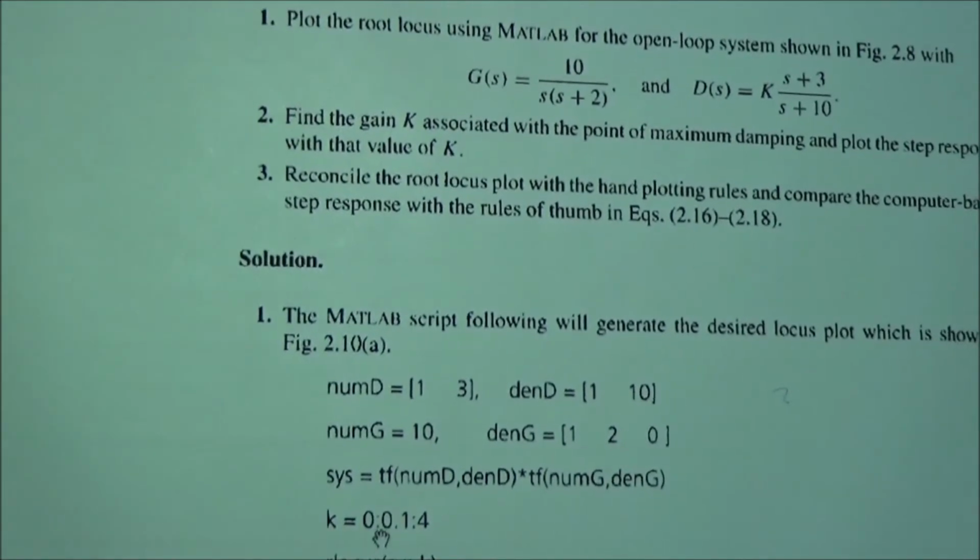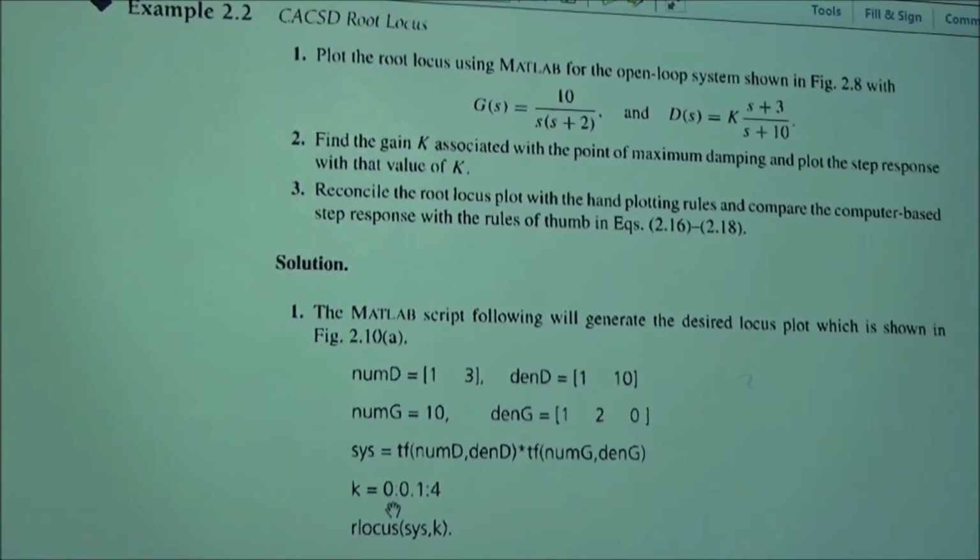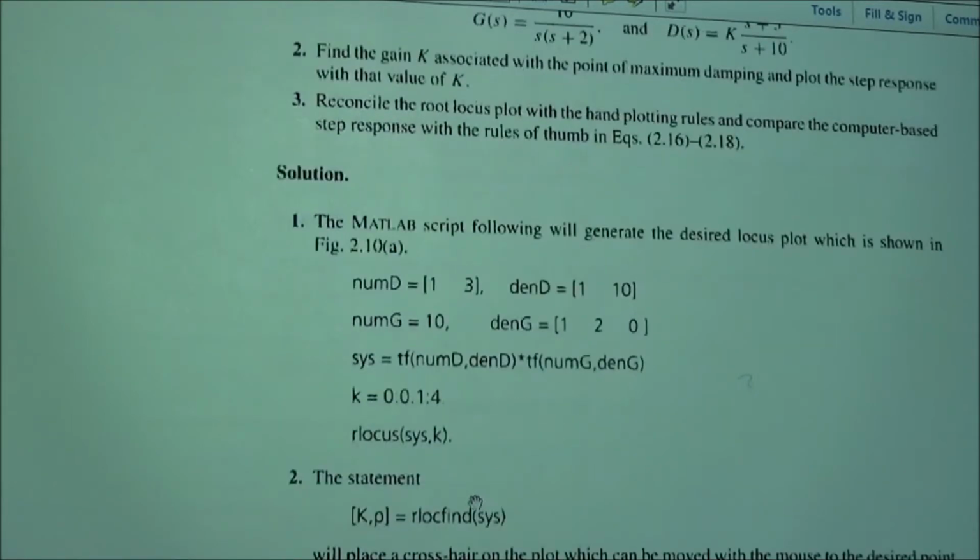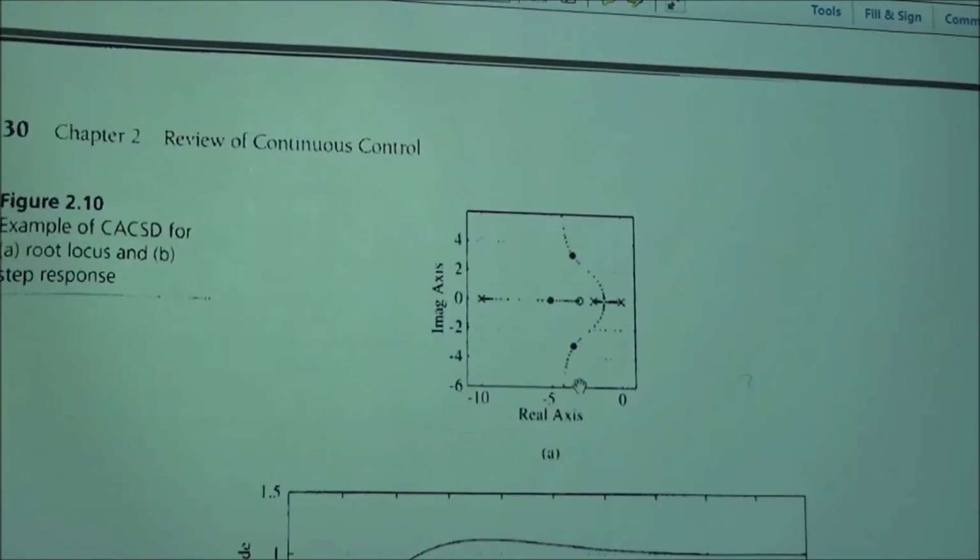And then you increase the gain of the system from 0 to 4 in steps of 0.1. Basically that means 4 divided by 0.1 is 40, plus the one at 0, you have 41 points. Then those 41 points go into the command for root locus, called rlocus. You bring the system here, K, and then you draw the root locus. And here it is. The root locus is drawn here.